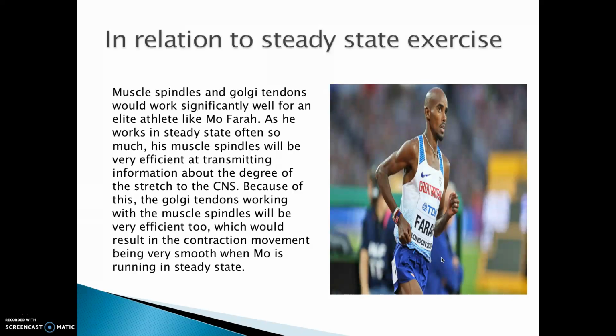So again, in relation to Mo Farah, muscle spindles and Golgi tendons would work significantly well for an elite athlete like Mo. This is because as he works in steady state so often, his muscle spindles are very efficient at transmitting information about the degree of the stretch to the central nervous system. And because of this, the Golgi tendons will match this and work very well with the muscle spindles. So this would result in the contraction movement being very smooth when Mo is running in steady state region.